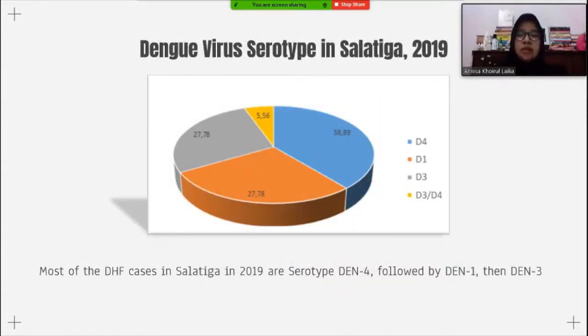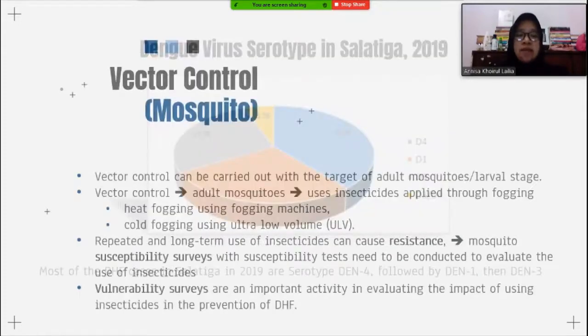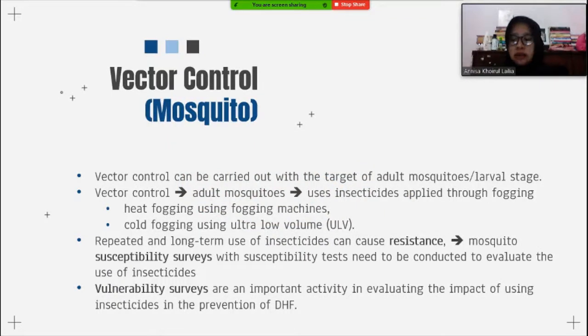And for the dengue virus serotype in Salatiga in 2019, based on the report, we can see in the diagram that most of the DHF cases in Salatiga are dengue serotype 4, followed by dengue 1, then dengue 3 virus serotype. And now, how about the vector control?